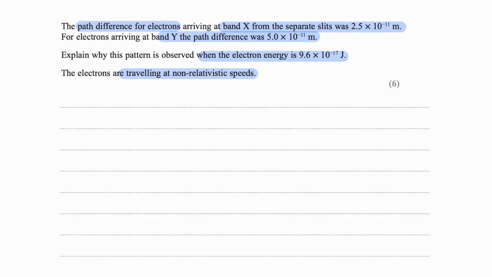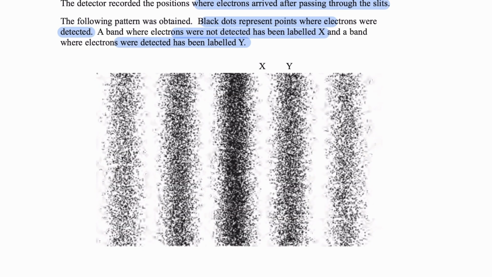Okay, so maybe we'll write some of that stuff down on our diagram. So we have the path difference at band X from the two slits is 2.5 times 10 to the minus 11, and for Y it's 5 times 10 to the minus 11. It's going to get quite cramped, so I'll just put it on the right hand side. So at X, the path difference, which I'll just write as PD, is equal to 2.5 times 10 to the minus 11, and at Y, the path difference was 5 times 10 to the minus 11.